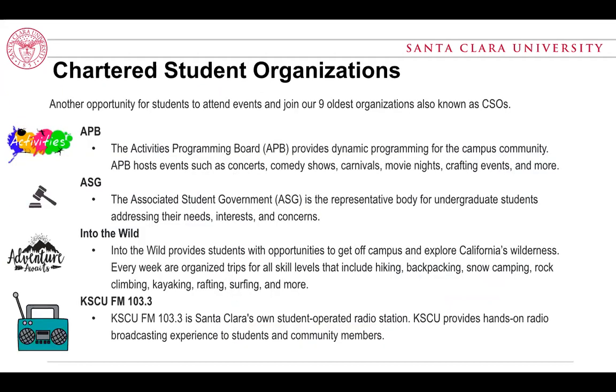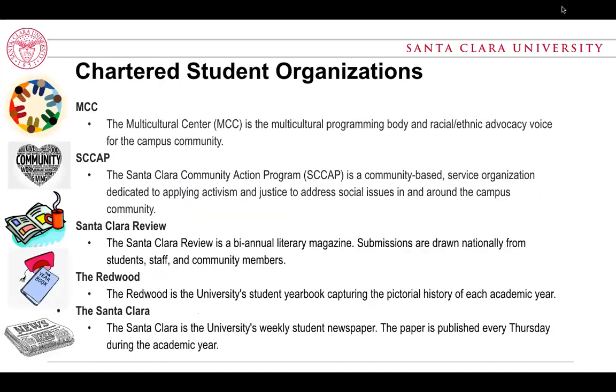Thank you, Lori. So there are 9 chartered student organizations on campus. The thing I like to say that makes the chartered student organizations, the CSOs, different from the RSOs is that they are institutionally supported. And by this, I mean that they have a staff advisor assigned to them.